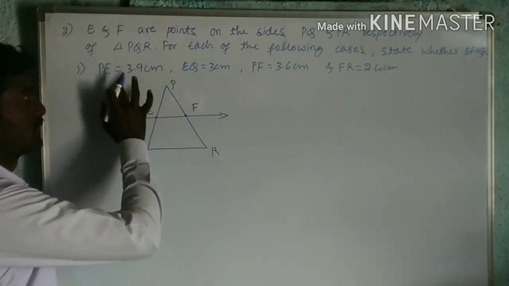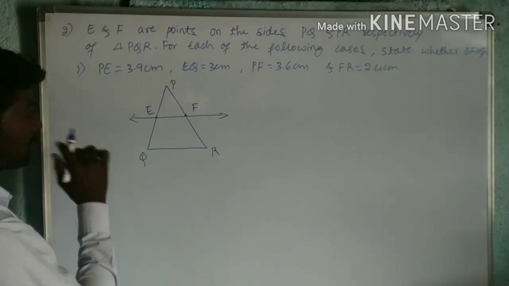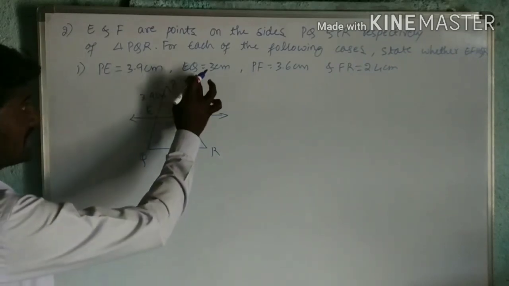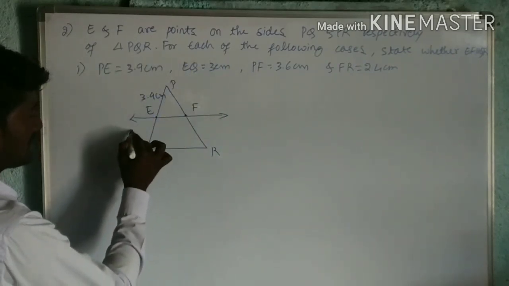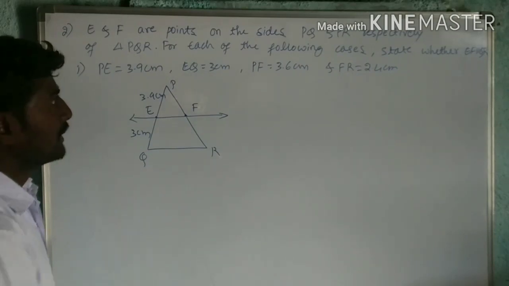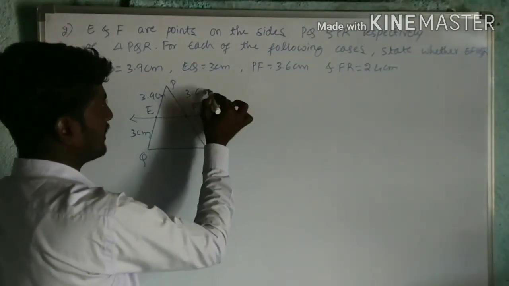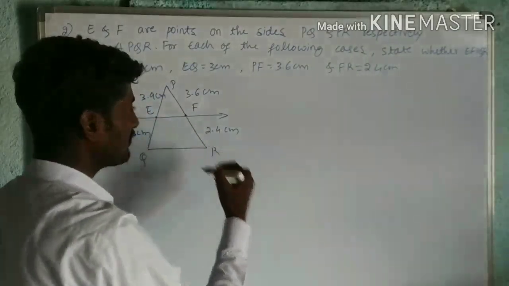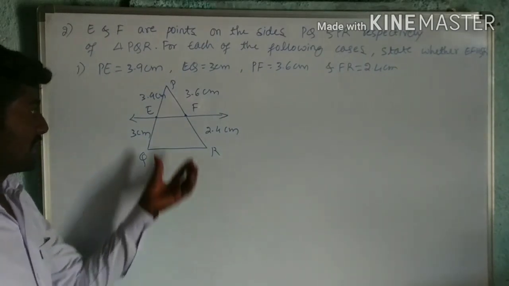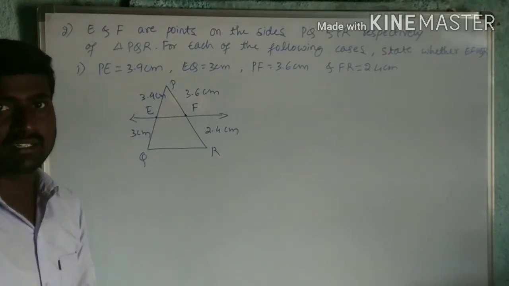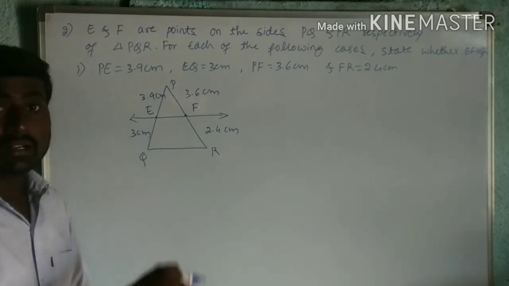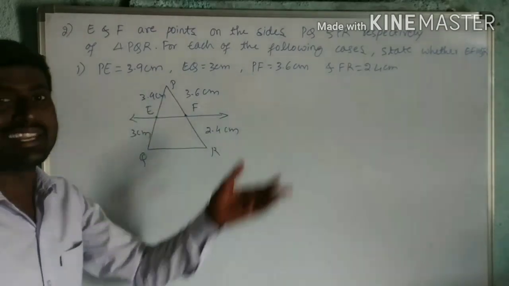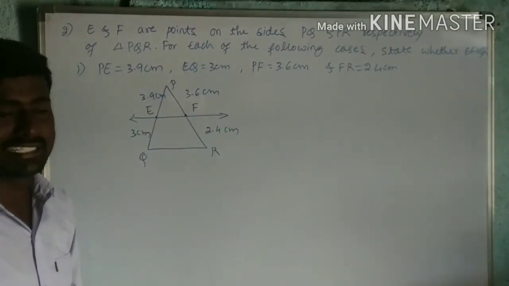For this, what is given? PE is 3.9 centimeter. EQ is 3 centimeter. PF is 3.6 centimeter. FR is 2.4 centimeter. To check whether EF is parallel to QR, I have to go by the converse of the Pythagoras theorem. Sorry, not Pythagoras theorem, that is the converse of BPT, or the converse of Thales theorem.